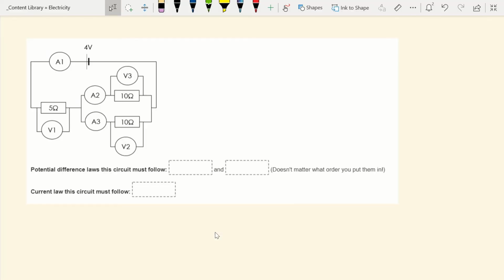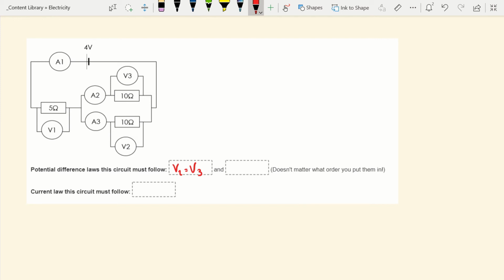Okay, so the first thing is that V2 and V3 are in parallel with one another, so they must be equal to each other. We can say that straight away. So V2 must be equal to V3 because they're in parallel. They always have to be the same, no exceptions.